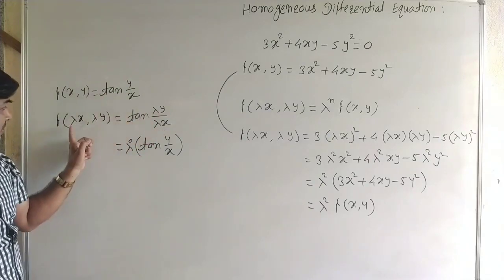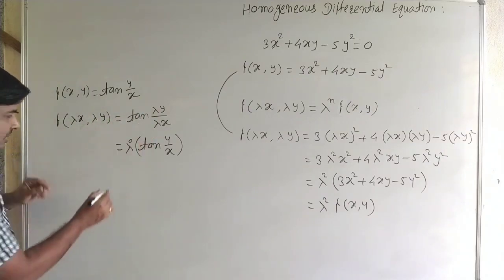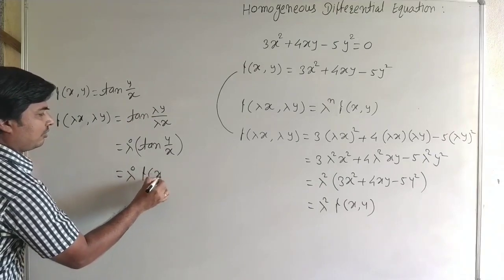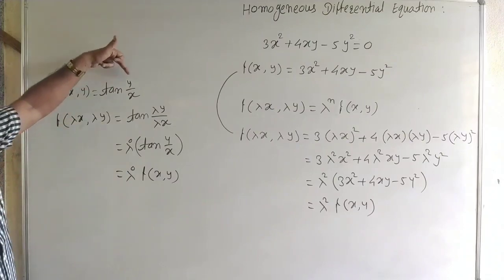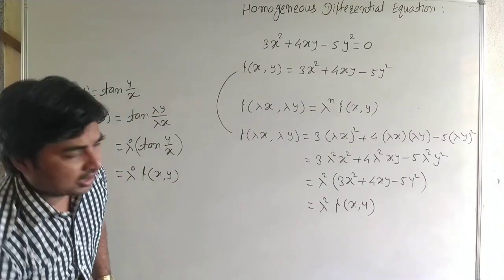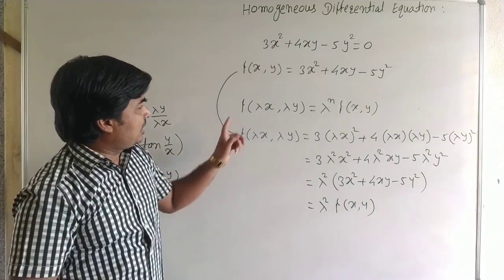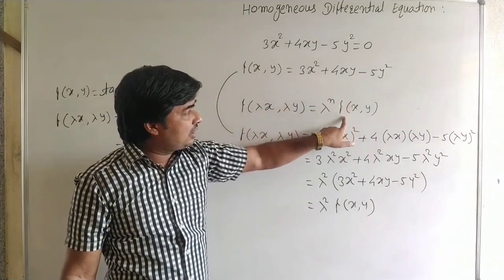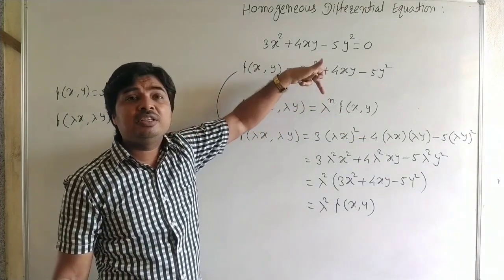When we replace x by lambda x and y by lambda y, then we get lambda to the power 0 f of x comma y, which is also a homogeneous function. Okay, tan of y by x or x by y. Now it is a homogeneous function: f of lambda x comma lambda y is equal to lambda to the power n f of x comma y. It is a homogeneous function of degree n.